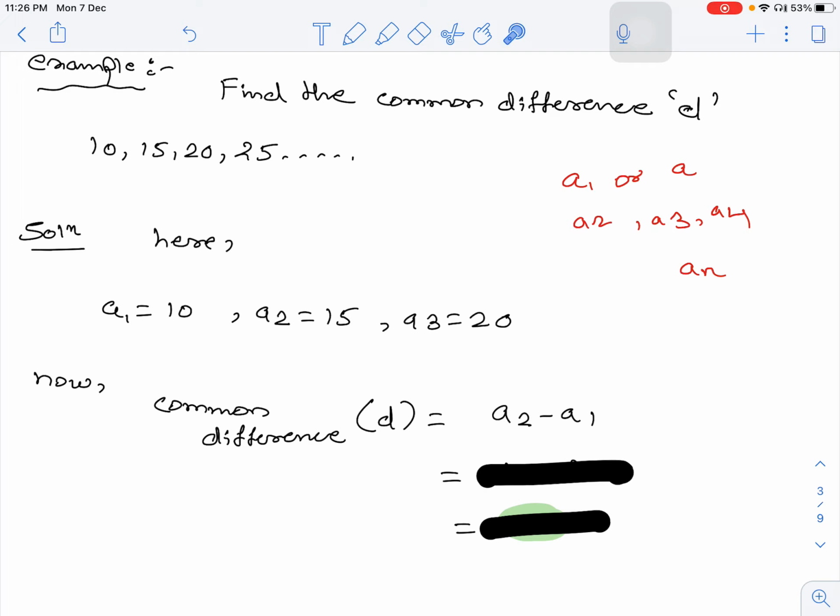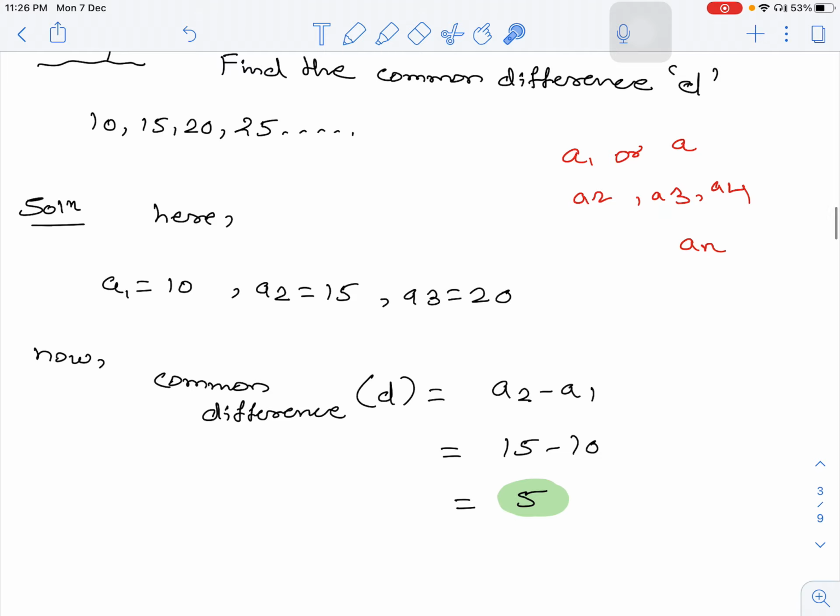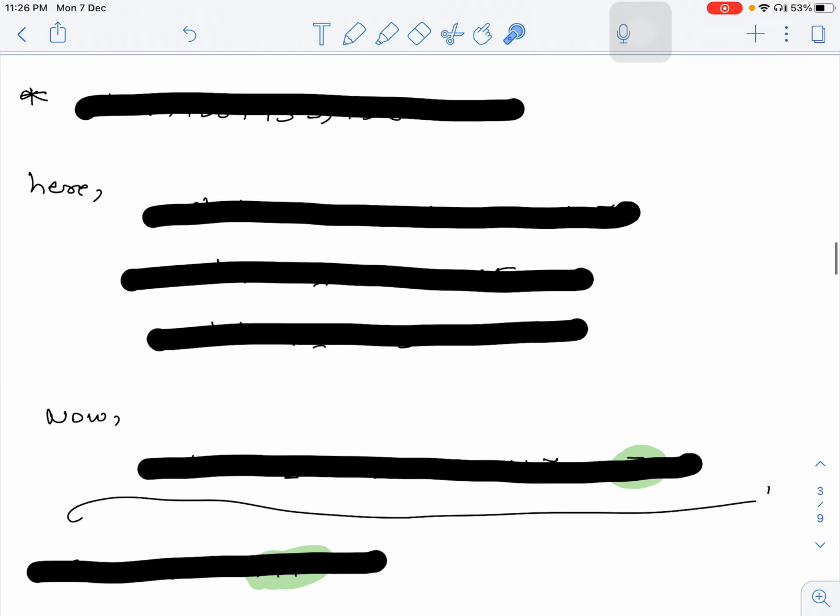Now what is the value of A2? It is 15. A1 is 10. So we get 15 minus 10. So that is how much? 5. Now it must be clear to you how to find the common difference. Now let us see our next one.